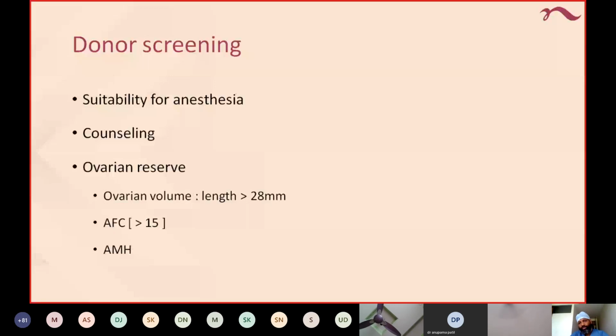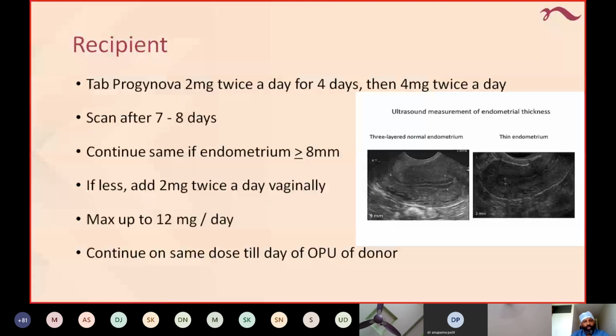You see the attached picture, a nice 3-layer endometrium picture. Can you see? If the endometrial thickness is less, add 2 mg twice a day vaginally. But a maximum of up to 12 mg per day is good enough.